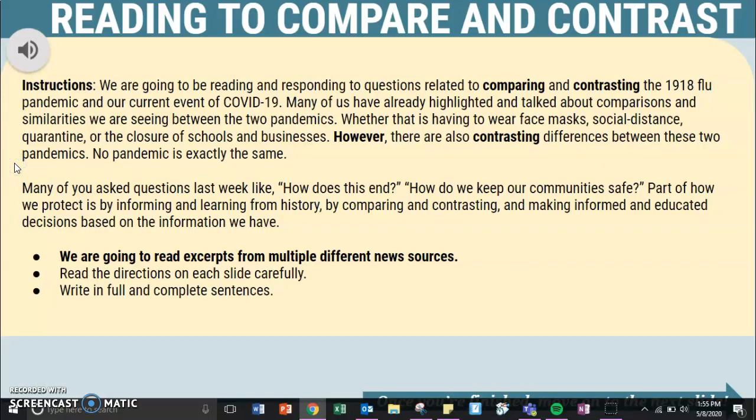When you are finished with the vocabulary practice for today, you will be spending the rest of the lesson reading to compare and contrast. Many of us have already highlighted and talked about comparisons and similarities we're seeing between these two pandemics, whether that's having to wear face masks, social distance, quarantine, or the closure of schools and businesses. However, there are also contrasting differences between these two pandemics. No pandemic is exactly the same.